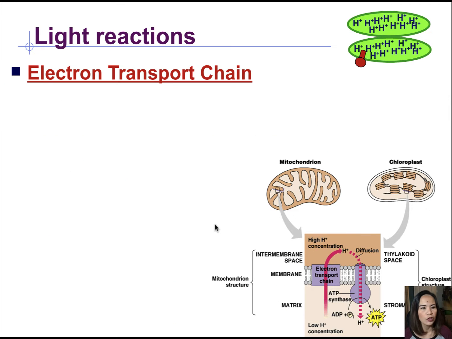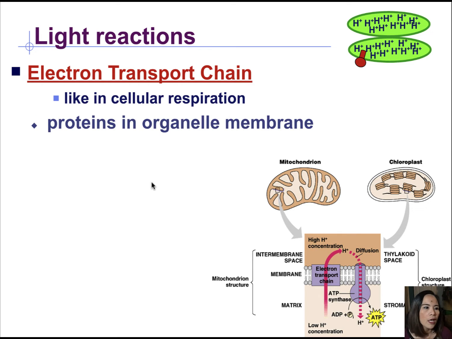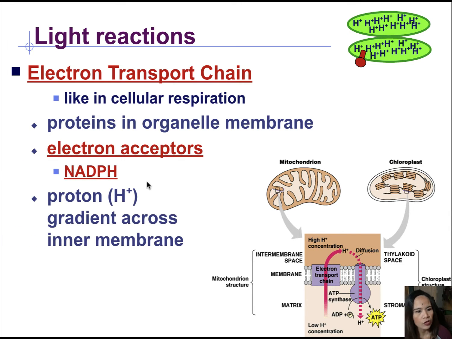Let's focus on to the electron transport chain, which is, of course, your light reaction. So this is kind of like in cellular respiration when you generate ATP or energy, because you can't really build something without energy. So what happens is the proteins in the organelle membrane are at work. Okay, so there are some electron acceptors, and that's your NADPH, and what we call a proton gradient across the inner membrane. Now, this is normally found in the double membrane.